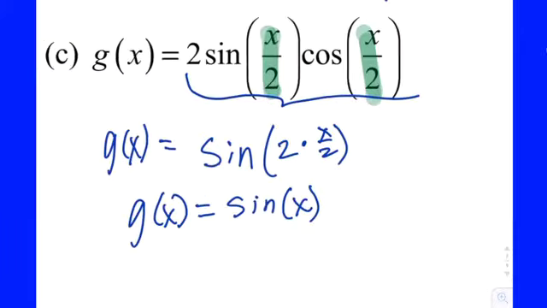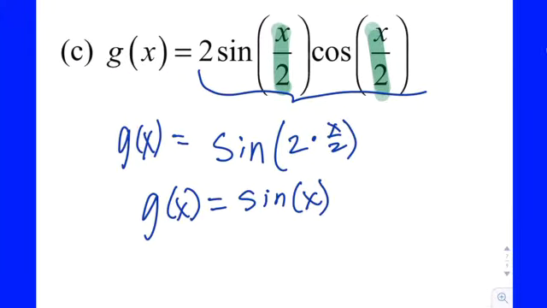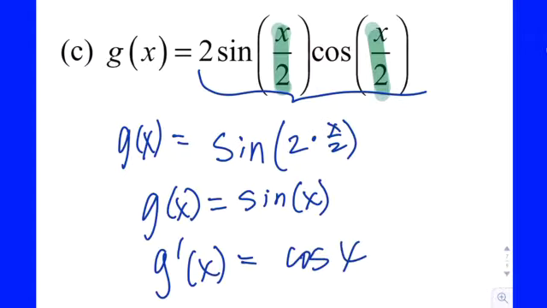And notice as I'm rewriting it, I'm just using g. And now I'm ready. G prime is cosine. So 2 sine of x halves, cosine of x halves is just sine of x in disguise.